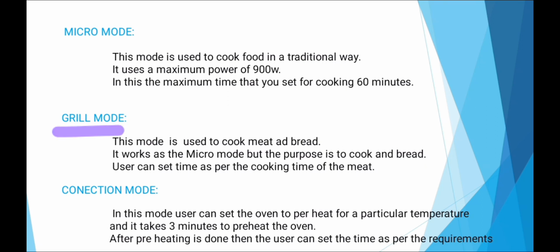Grill mode. This mode is used to cook meat and bread. It works like micro mode, but the purpose is to cook meat and bread. The user can set the time as per the cooking time of the meat. Convection mode. In this mode, the user can set the oven to heat to a particular temperature, and it takes 3 minutes to preheat the oven. After preheating is done, the user can set the time as per the requirements.